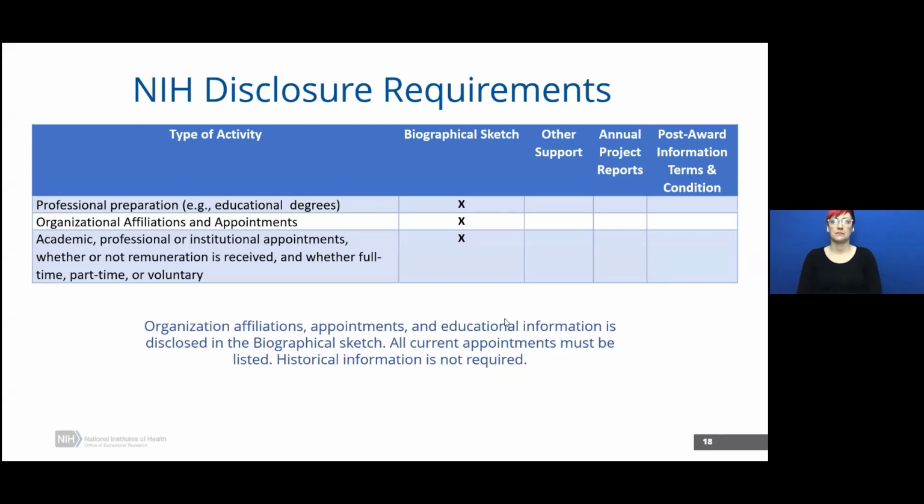So for the types of activities here for Biosketch, where the organization affiliations, appointments, educational information is disclosed in the Biosketch, this is where we want to see the information collected. Professional preparation, educational degrees, we collect that in the Biosketch. Organizational affiliations and appointments is collected in the Biosketch. And then, of course, the academic professional institution appointments, whether or not remuneration is received or whether it's full-time, part-time, or voluntary. That is all collected under the Biosketch. And this is all helpful information for us to share with you guys. Next slide, Kristen.